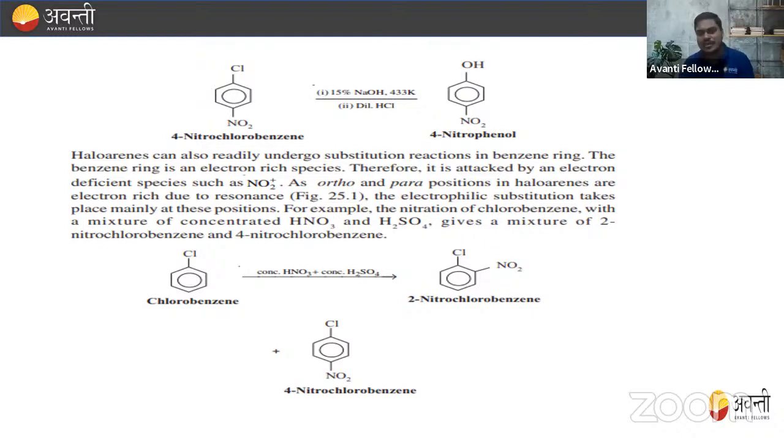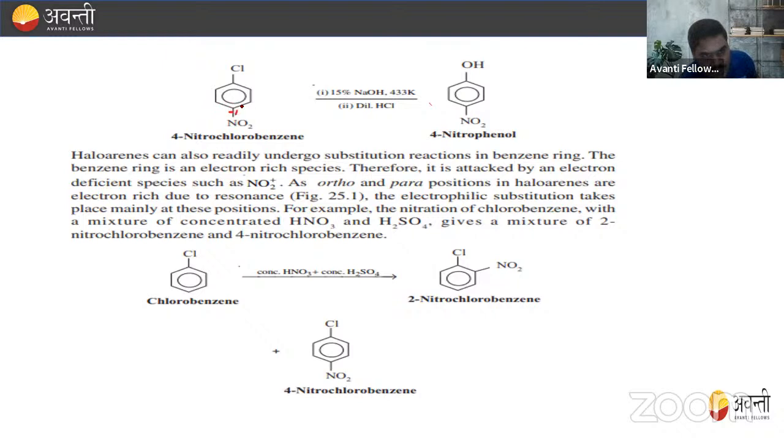Now, what happens if we put one NO2 group on the benzene ring at the ortho and para position? So, if we put one NO2 group, then this reaction undergoes very easily, right? Like just at 433 Kelvin and normal pressure, instead of 623 Kelvin. So here we need just 433 Kelvin of temperature in the presence of 15% NaOH and dilute HCl. It will form 4-nitrophenol.